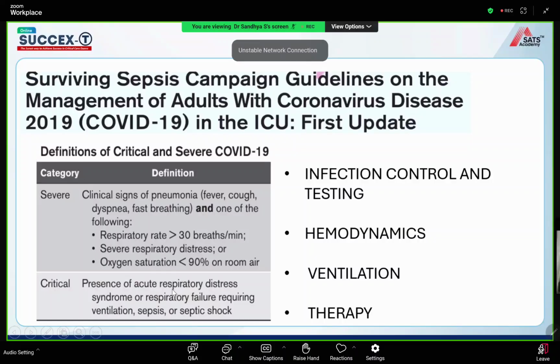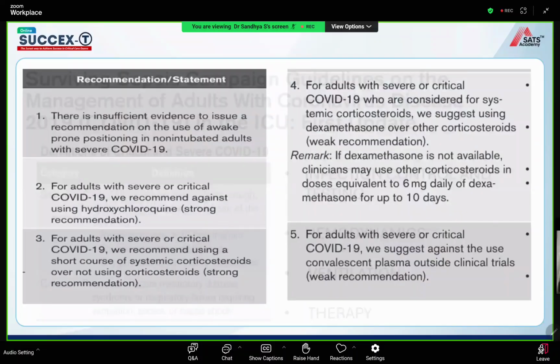All the recommendations cannot be discussed now. It's an elaborate list. So what we have to know is there is not much evidence for awake proning in non-intubated patients at present. Chloroquine management, of course, yes, we are still using steroids. Steroids can be used only if the patient is having some amount of hypoxia. In patients without any need for oxygen, it is actually superior compared to other steroids.